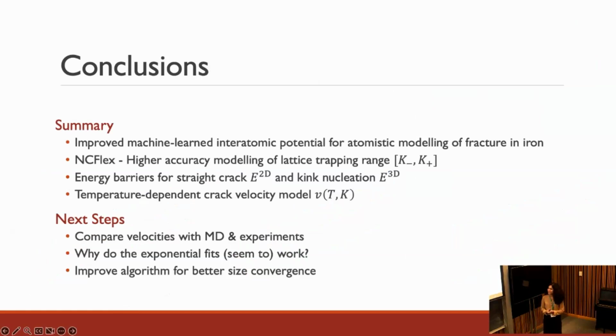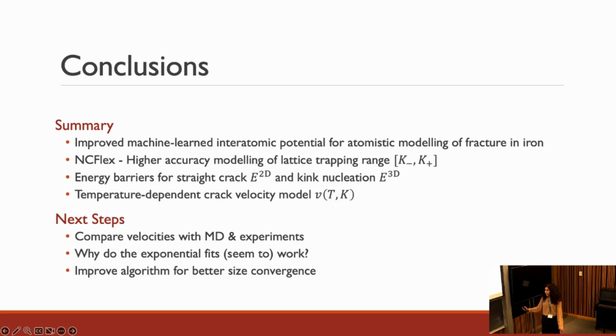Some conclusions. I've used a machine learning interatomic potential to model fracture atomistically. Tried out NCFlex for it, which helps model the lattice trapping range more systematically, and got a way of extracting 2D and straight crack energy barriers and kink energy barriers, and also a proposal for temperature and K-dependent crack velocity once you have these.